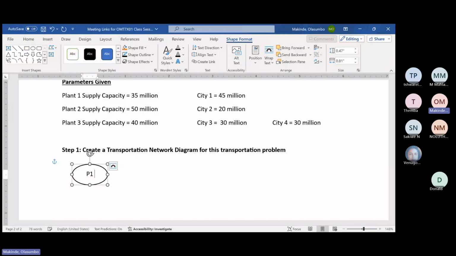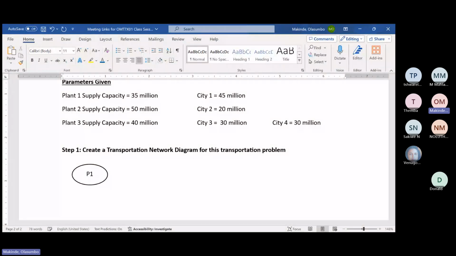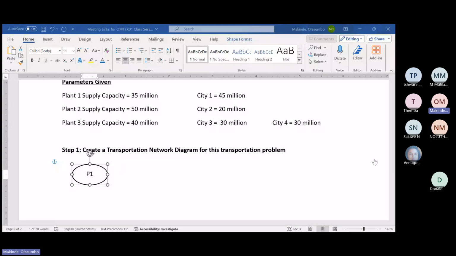Don't forget, we mathematicians, we don't write the whole word plant and all those. I know P1 is referring to plant 1. So you can define a legend to say P1 is plant 1, just to make it very neat. So we just write in shorthand when we do mathematics. And you define your parameters to say P1 is plant 1, and P2 is plant 2, and so on and so forth.